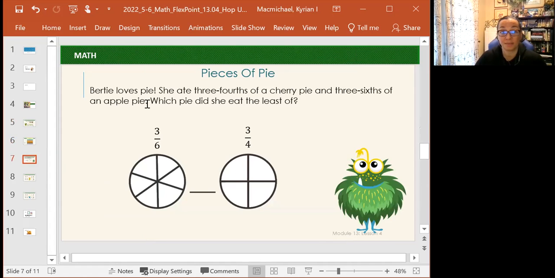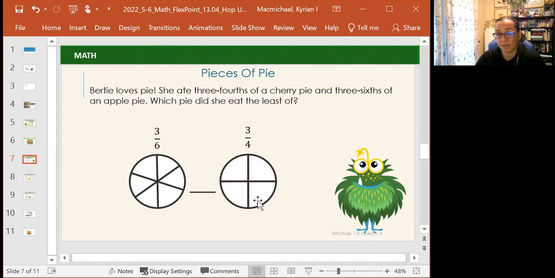Birdie loves pies. She ate 3/4 of a cherry pie and 3/6 of an apple pie. Which pie did she eat the least of? Again, my numerator is the same, but my denominators are different. What happens when I have a larger denominator? Do the pieces get larger or smaller? I can see what they look like here. 4 is smaller than 6.